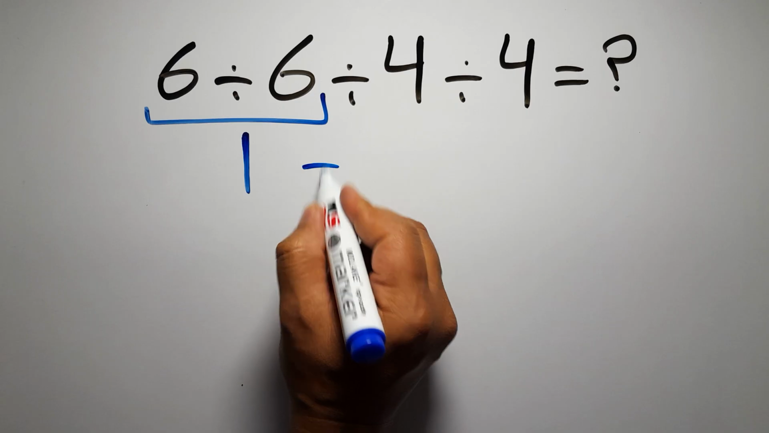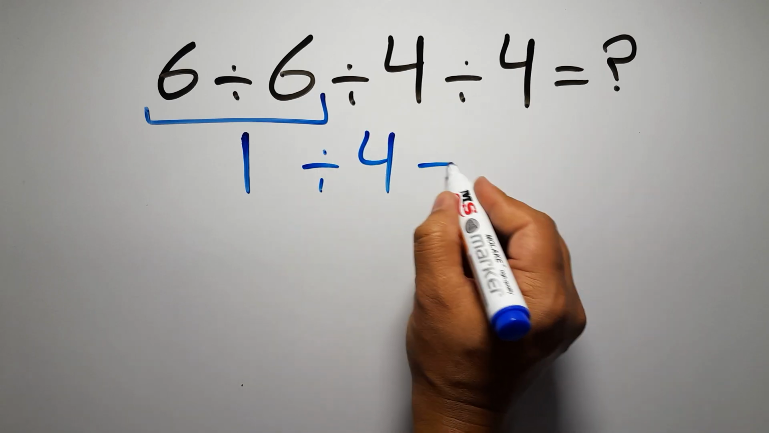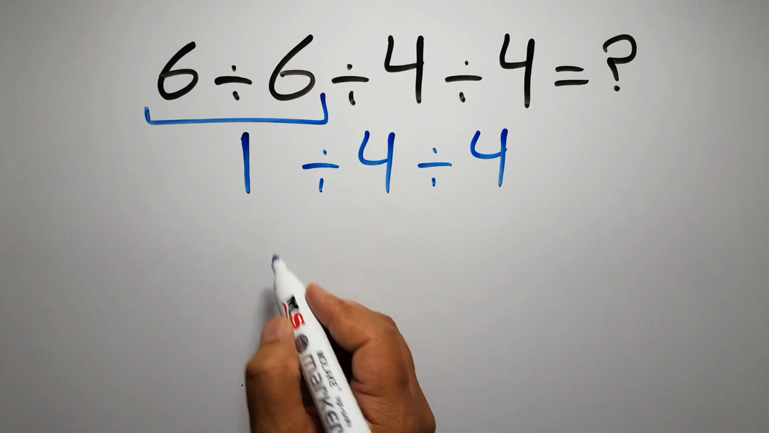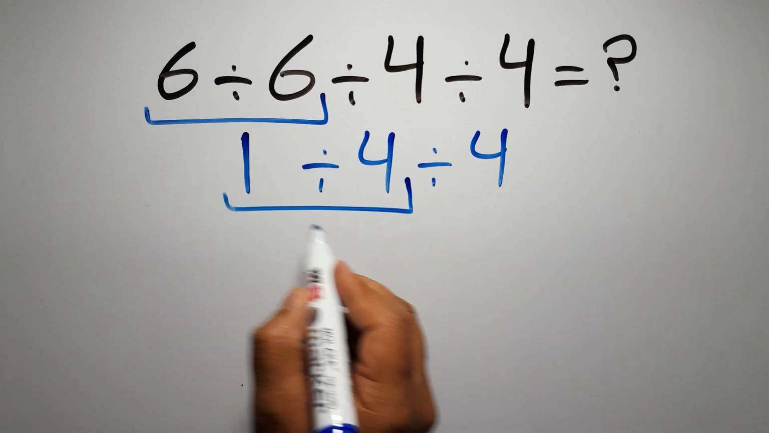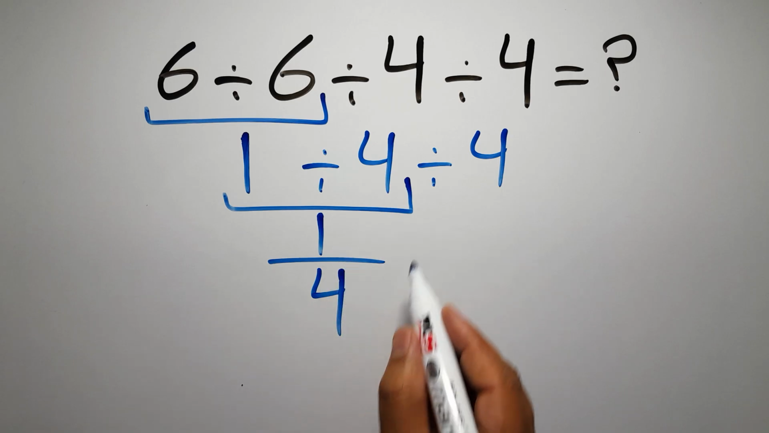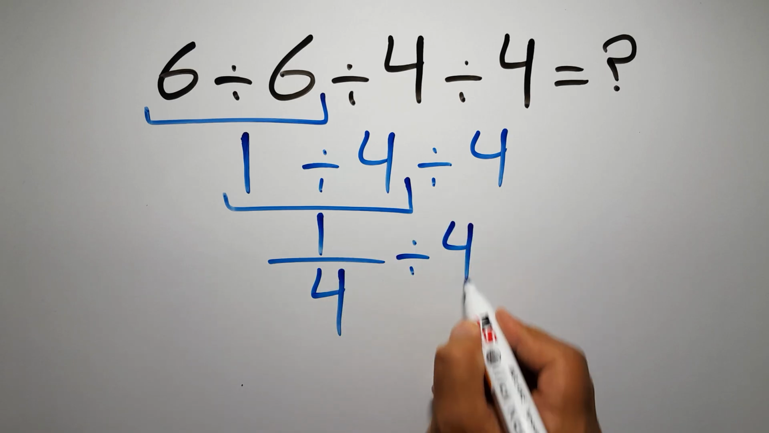So 1 divided by 4 and again divided by 4. Now we have to do this division. 1 divided by 4 can be written as 1 over 4. So 1 over 4 divided by 4.